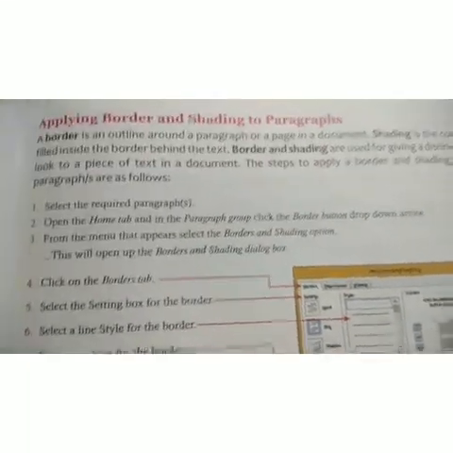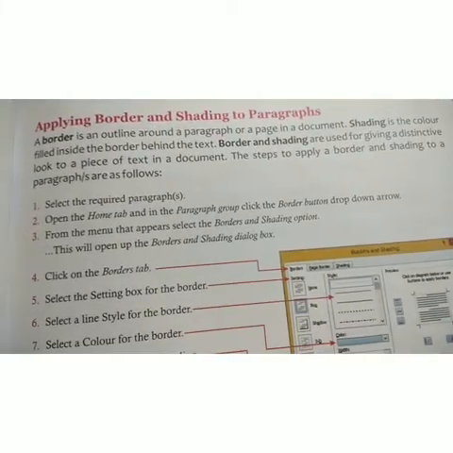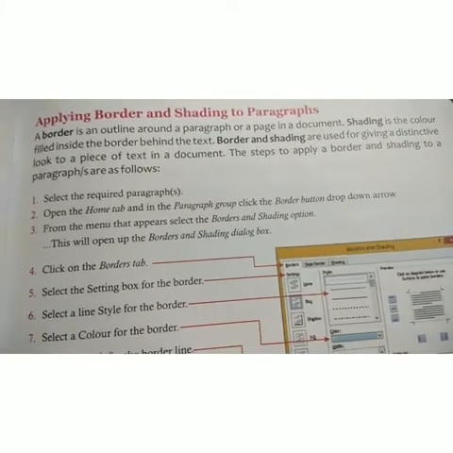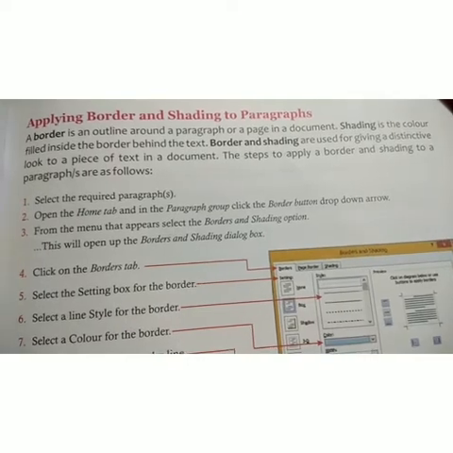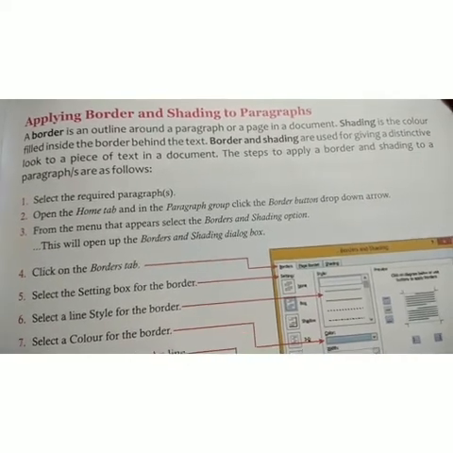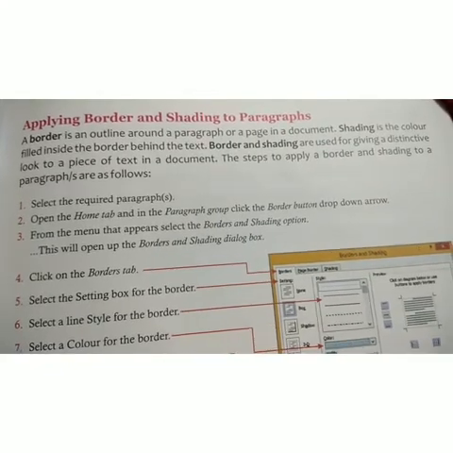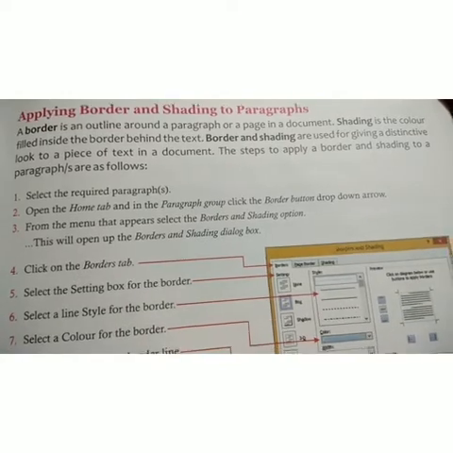Number 1, select the required paragraph. Second, open the Home tab and in the Paragraph group, click the Border button drop-down arrow. Third, from the menu that appears, select the Borders and Shading option. This will open the Borders and Shading dialog box. Then fourth, click on the Borders tab.